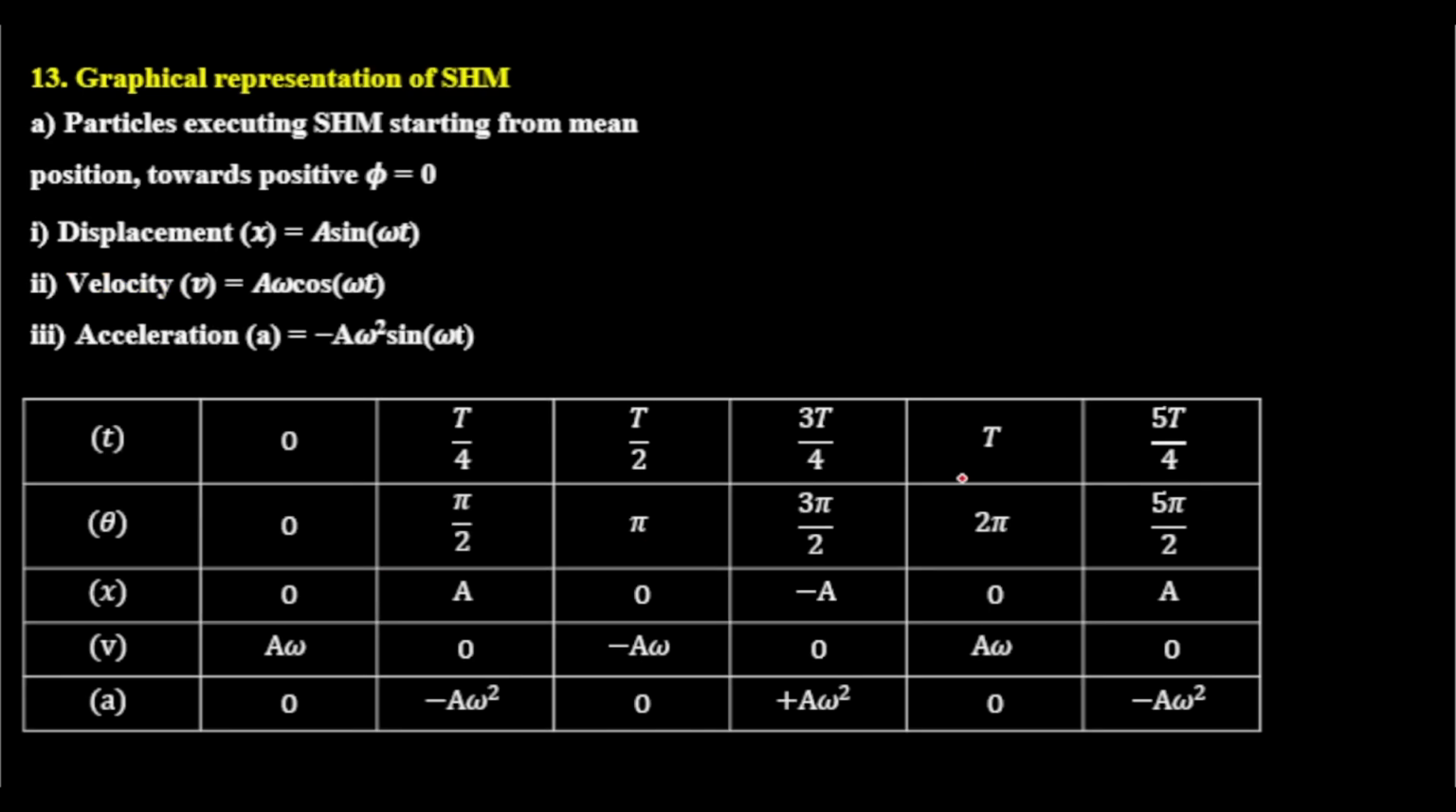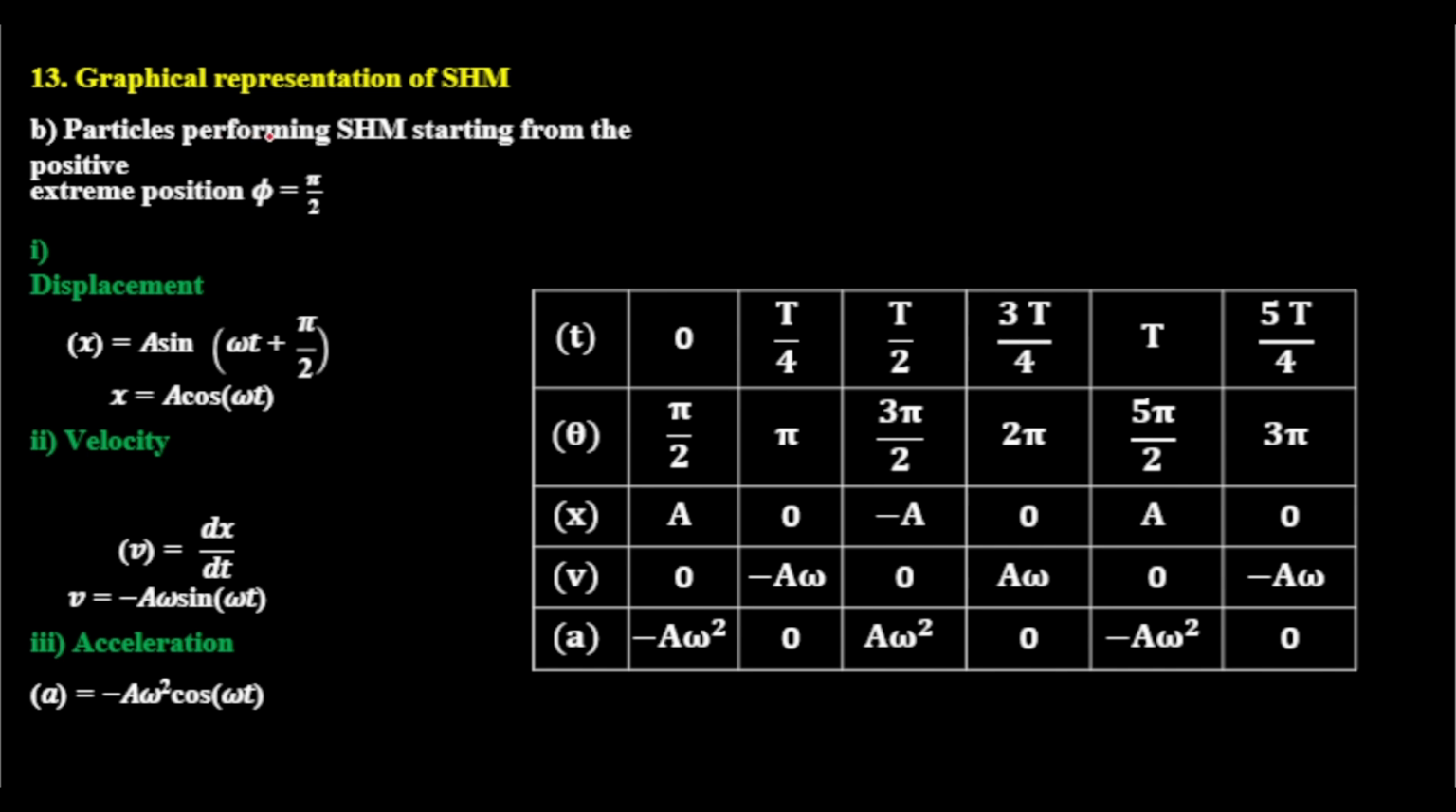Now, graphical representation of SHM. Particle executing SHM starting from mean position, phi is equal to 0. Displacement x is equal to a sin omega t, velocity v is equal to a omega cos omega t, acceleration is minus a omega square sin omega t. If we put the values, we get this table. You can use this and get to know which values are there at which points. It will be easier for you to get the answers. This table is very useful. If you want, you can take a screenshot of this as well.